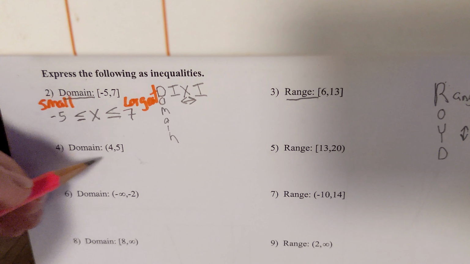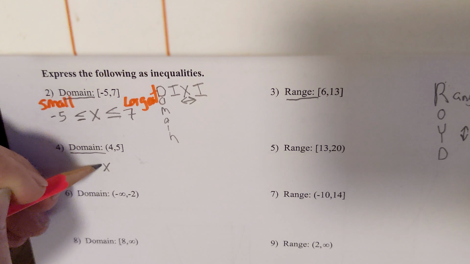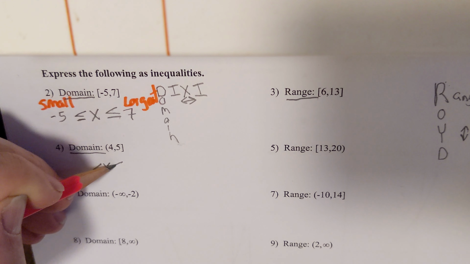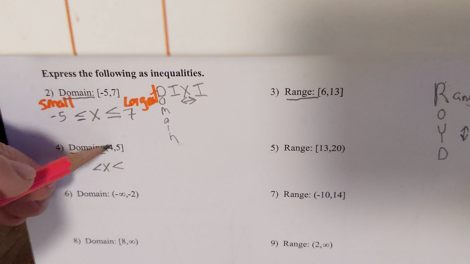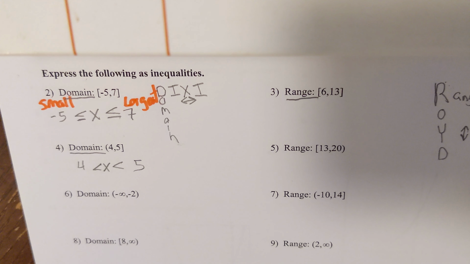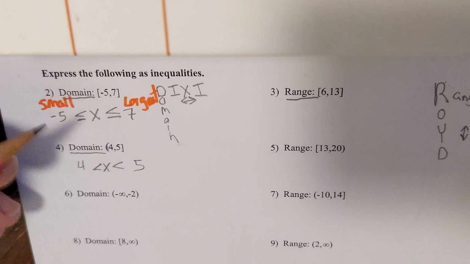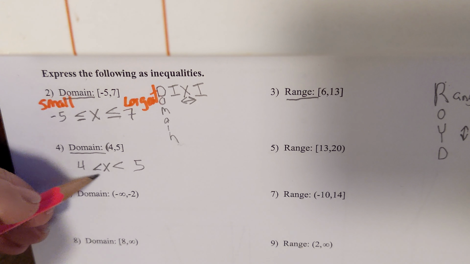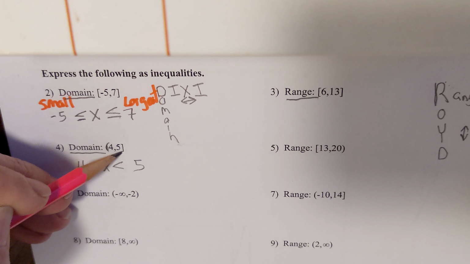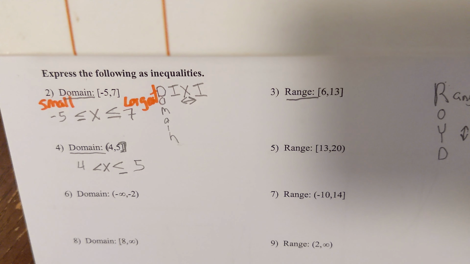Let's look at the next one, number 4. Same thing, they're asking you for domain. So we're going to set it up just like so. And the smallest of the two numbers is 4, and the largest is 5. All right, now notice that the parentheses is on 4, so we don't need to put the equal to sign, but the 5 has this bracket, so it gets that. All right, very good.